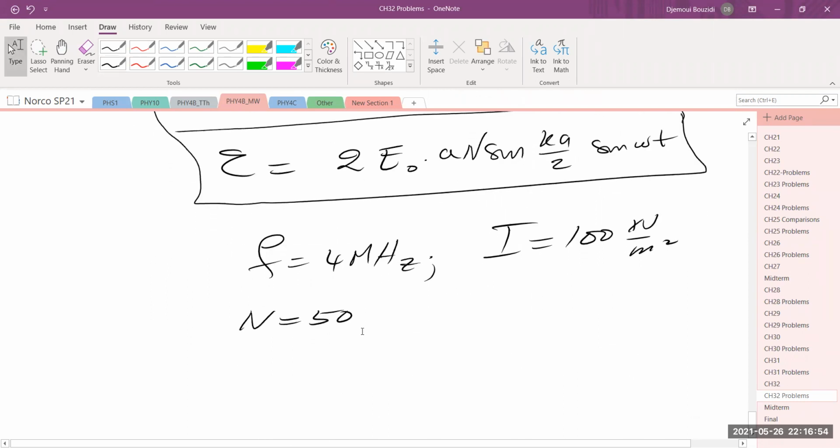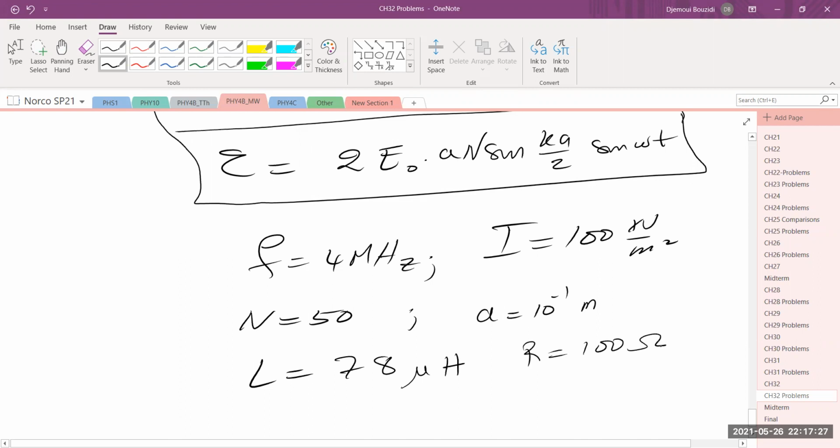So there are N turns. There's 50 turns in this problem here. And the side A is 10 centimeters. Okay. 10 to the negative 1 meters. And the inductance L is 78 microhenry. And the resistance R is 100 ohms. What value of the capacitance C results in the resonance frequency of the RLC circuit?